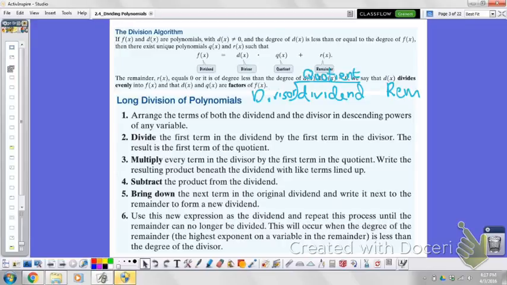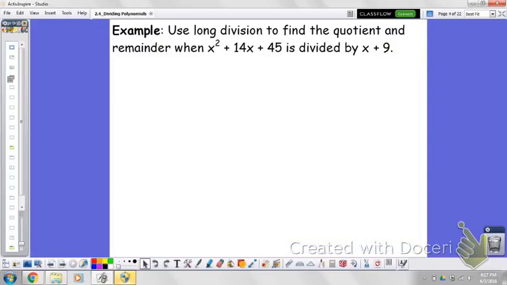Then you subtract the product from the dividend and bring down the next term in the original dividend and write it next to the remainder to form a new dividend. So this is pretty much just like what we just did in the bell ringer, except we're going to be using polynomials. And number 6 is use this new expression as a dividend to repeat the process until the remainder can no longer be divided. This will occur when the degree of the remainder, the highest exponent on the variable in the remainder, is less than the degree of the divisor. Alright, so let's get an example on how to actually do this.